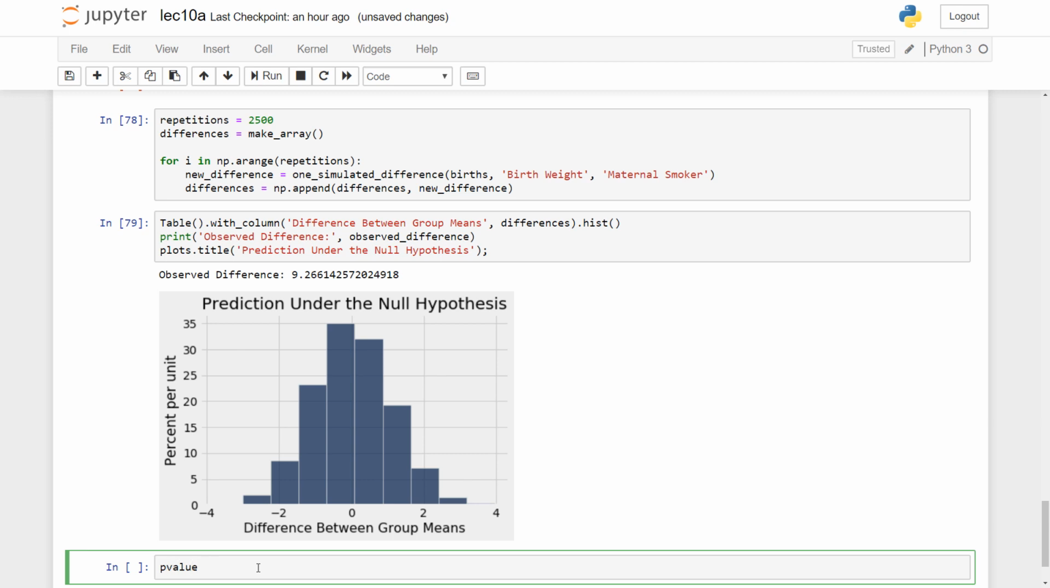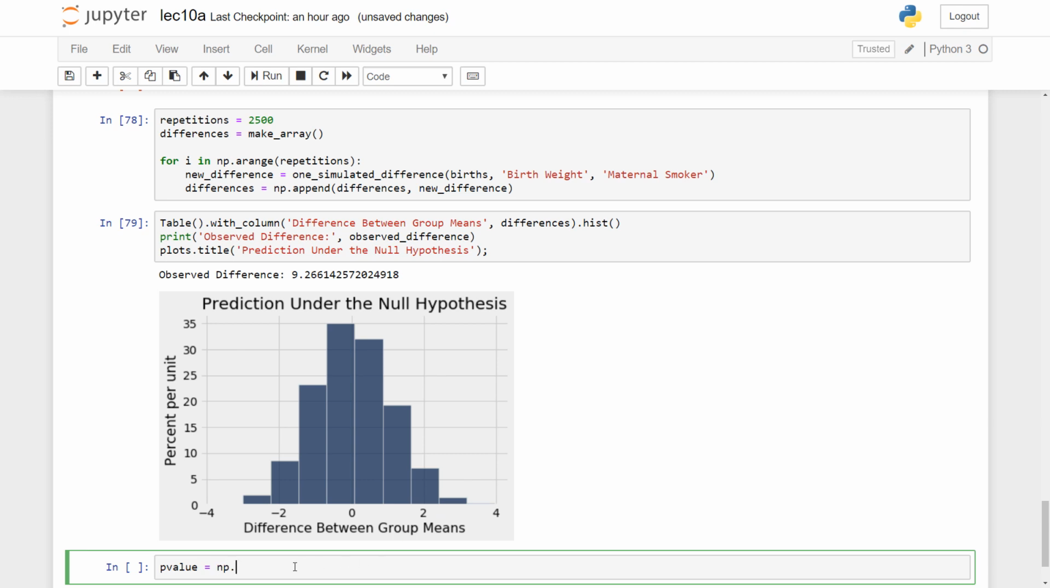Call this the p-value. How can we compute the p-value? As we did before, we compute the tail probability: the probability that the predicted test statistic is at or higher than the observed test statistic. Remember, the direction of the alternative here is to the right, so the tail is in that direction. We want the percentage of the predicted values of the test statistic that are at or higher than the observed statistic.